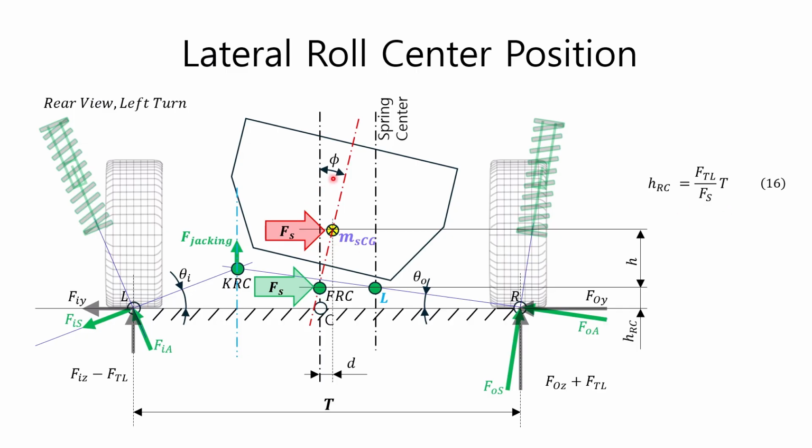Although the kinematic roll center KRC is not a true roll center, it has important implications. As shown in the figure, the size of the height difference between KRC and FRC depends on the angle of inclination theta O of the line connecting KRC and the tie rod contact point R. Therefore, the larger the inclination angle theta O, the greater the variation of the force roll center due to the lateral force.